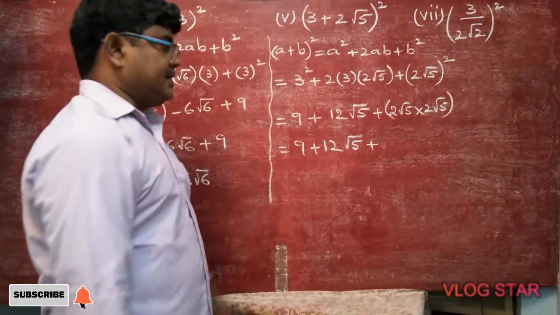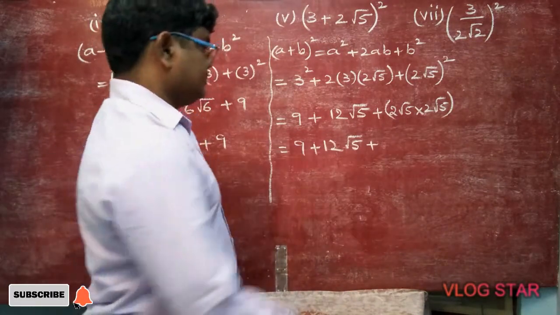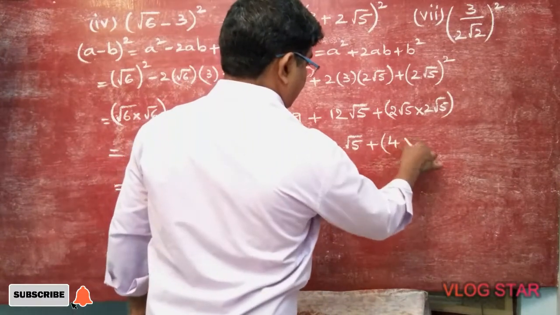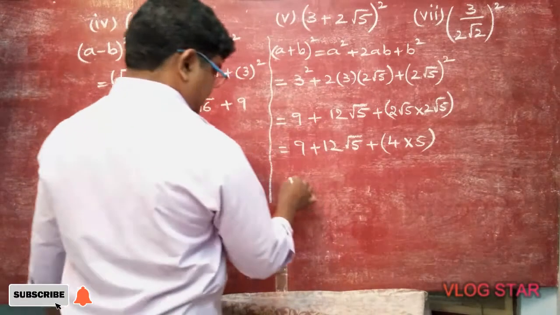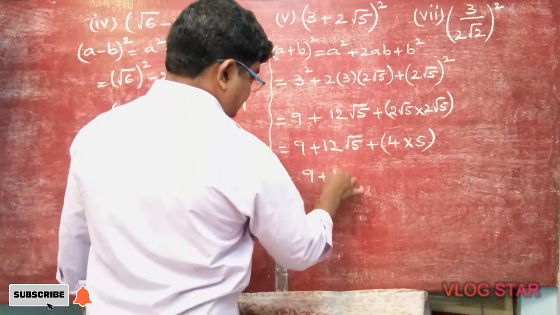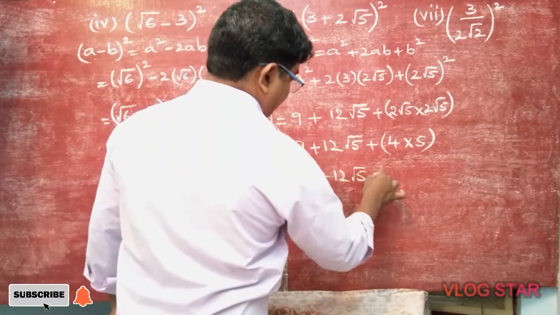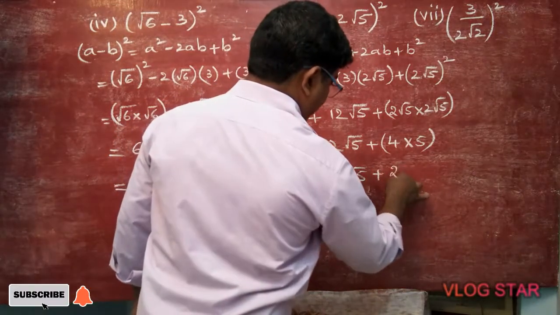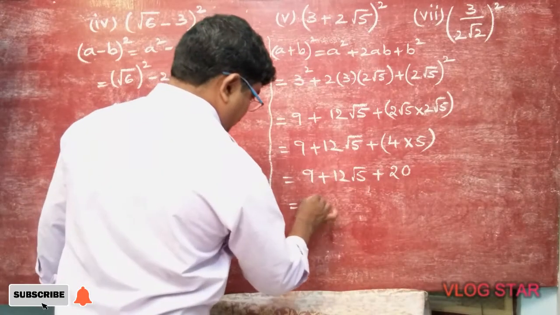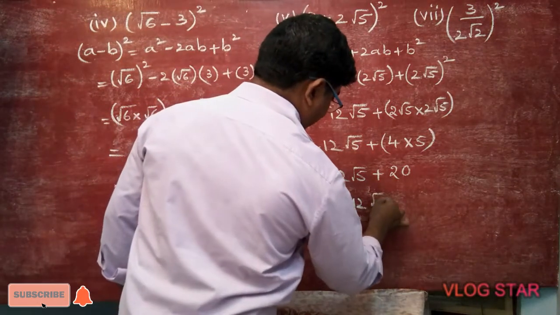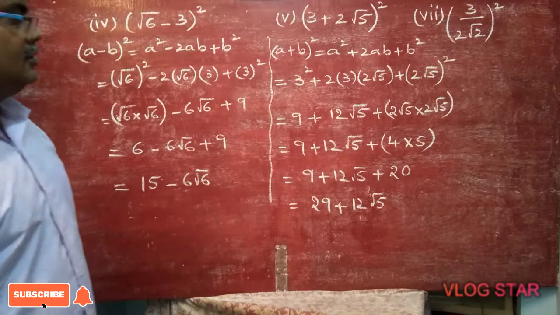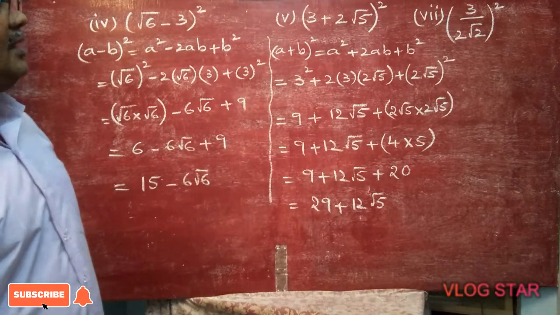Now we got a little bit of experience. 2 2s are how much? 4 into root 5 into root 5, that is 5. That is equal to 9 plus 12 root 5 plus 4 5s are 20. So 29 plus 12 root 5. Able to follow? This is the way of finding the value.